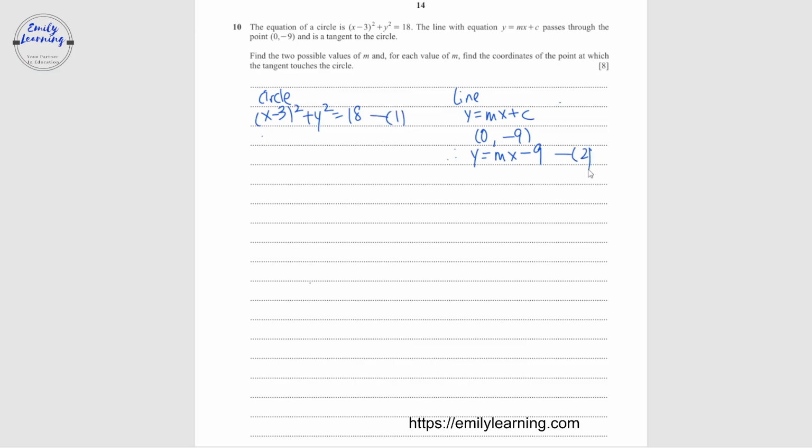Next, we are also told that the line is a tangent to the circle. So in other words, if I were to sub equation 2 into 1, I get a quadratic expression in terms of x, and then the discriminant should be equal to 0, since the line is a tangent to the circle. So I will first sub 2 into 1. So this is what I get.